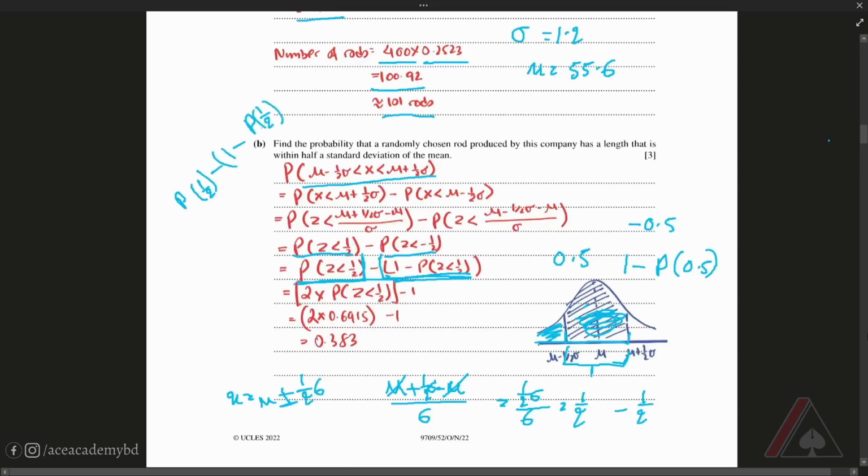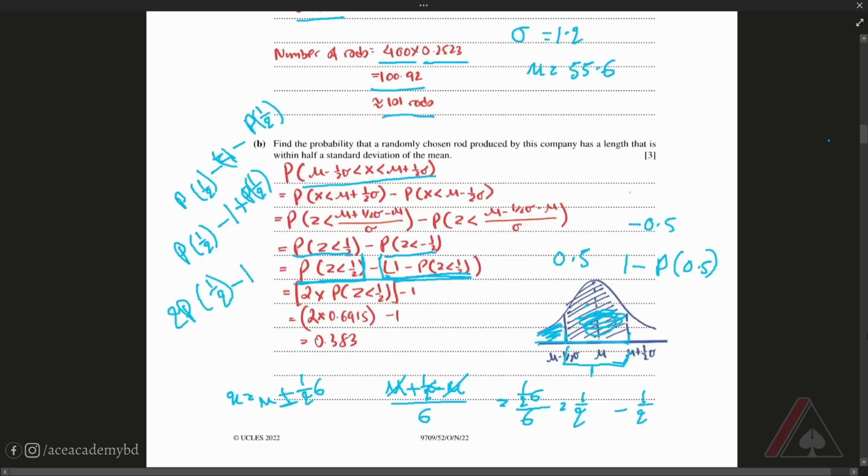So here, when we remove the brackets, it becomes P(half) minus 1, and the sign changes, so it becomes plus P(half). So we get 2P(half) minus 1.